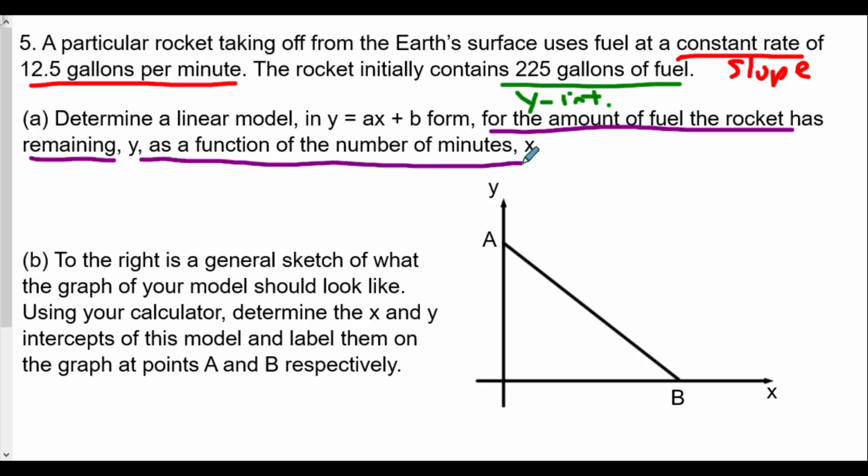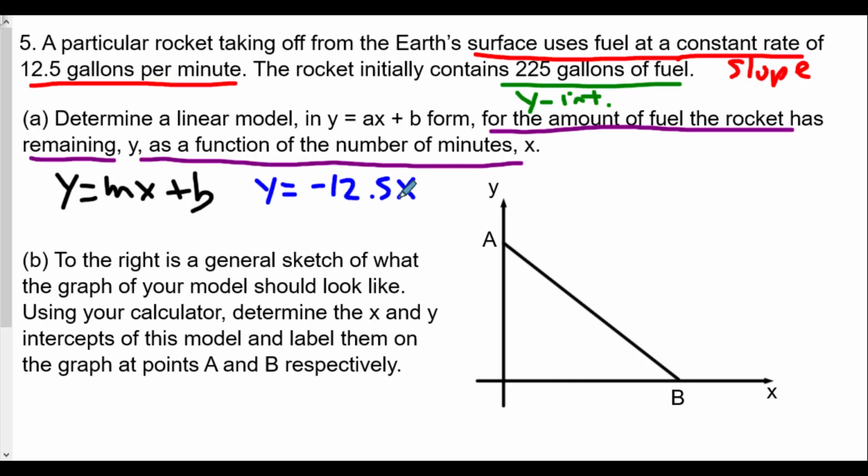Now, it uses fuel. It means in this case that the rate is going to be negative because it's taking away from the total fuel. So we see in this case y is equal to mx plus b is the form we're using. And so therefore we're going to use here y is equal to ax plus b. So here our slope is going to be negative 12.5x plus 225. Again, why is our slope negative? Our slope is negative because it is taking away from the total amount.